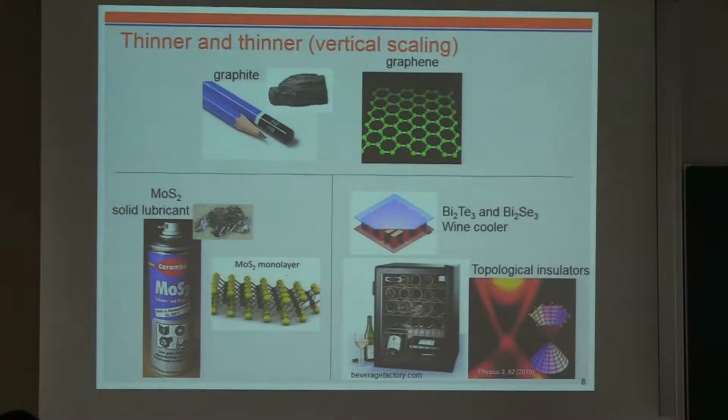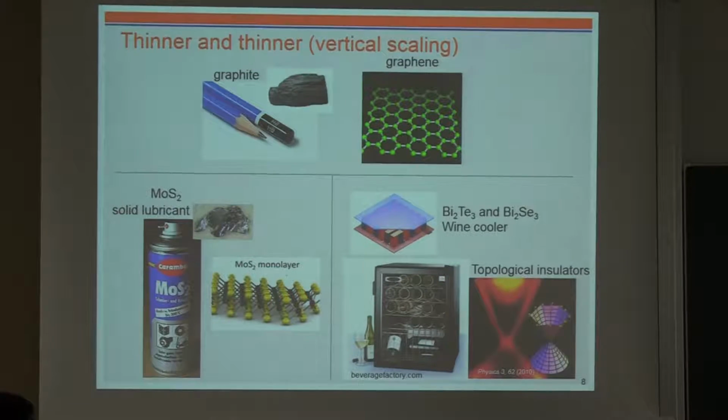Okay. On the other hand, if you look at the vertical scaling, this now became a fashion these days. It was successfully demonstrated for the first time by turning graphite into graphene, and people got the idea, oh, if you can make everything very thin, some novel feature happens. Recently, MoS2 is the follower. It is a very famous solid lubricant. Whenever you have some issue, you go to the machine shop and you can buy this MoS2 lubricant and you spray. It really helps.